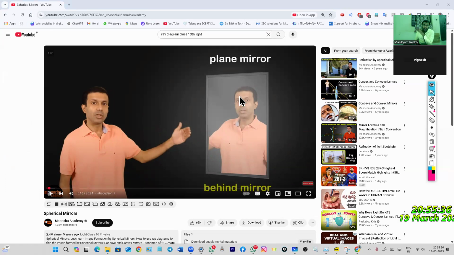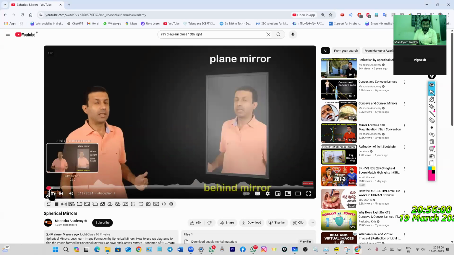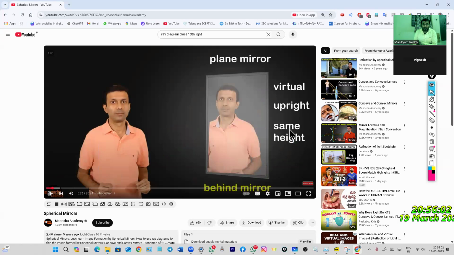Sound is not required. The image is forming behind the mirror. Why? Because to make the image, they applied an aluminum coat behind this mirror. Because of that reason, in the plane mirror the image is forming behind the mirror. Okay, next one. See, this is the virtual image.